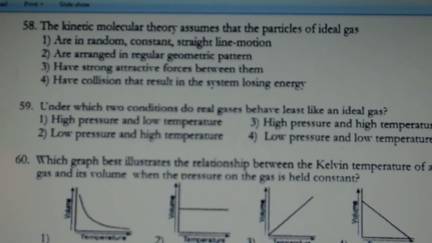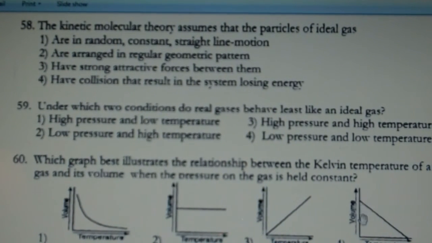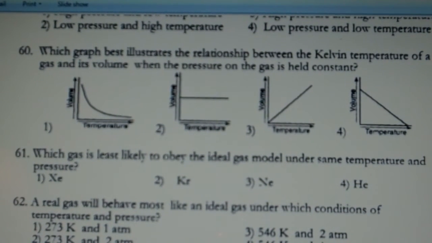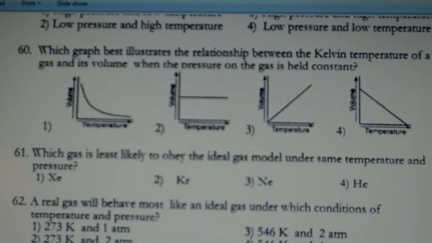In question number 61, they're talking about which gas is not going to behave like an ideal gas. So they have the same temperature and the same pressure, so that has nothing to do with it. But in this case, we're going to look at which one is the largest. So the largest is least likely to be ideal. We're looking for the real gas.